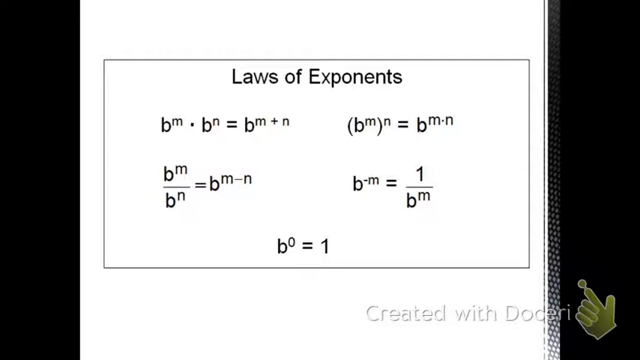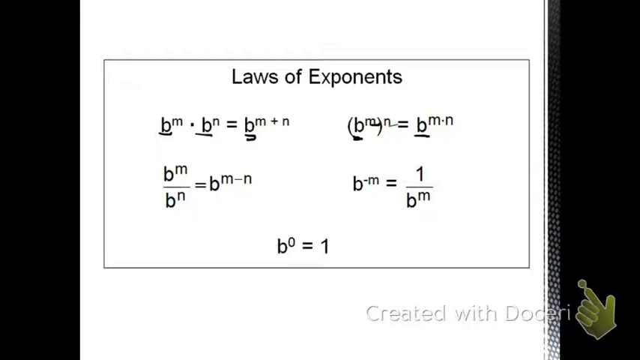If I have two things that have the same base but different exponents, you write it as that one common base and add their exponents together. If I have a base that has an exponent that's raised to another exponent, you keep that base and then you multiply the exponents.